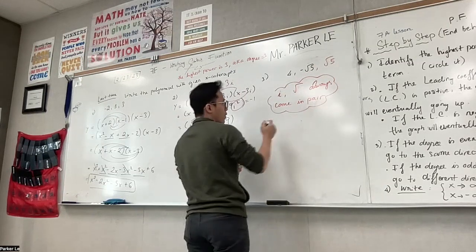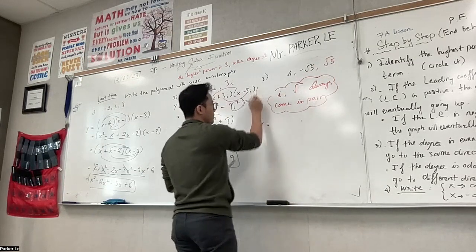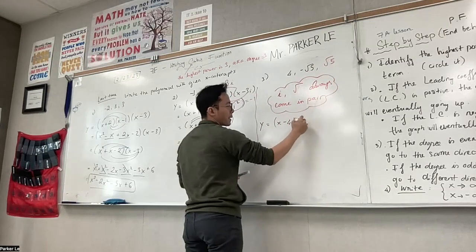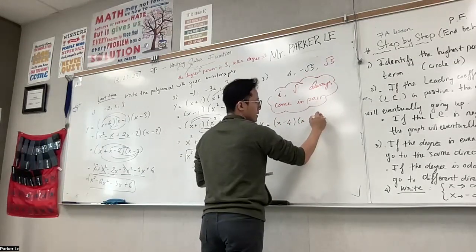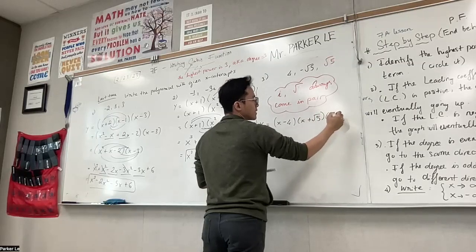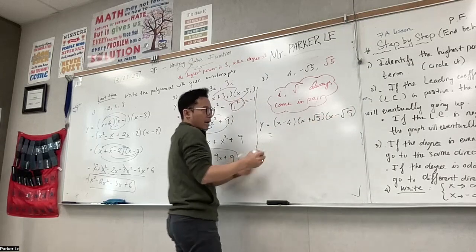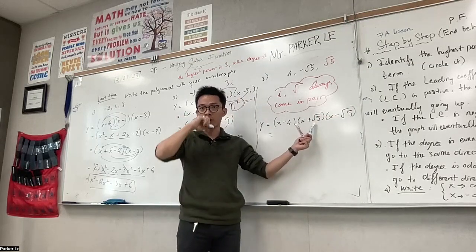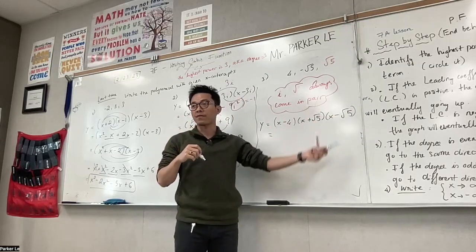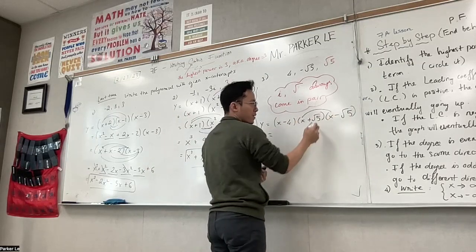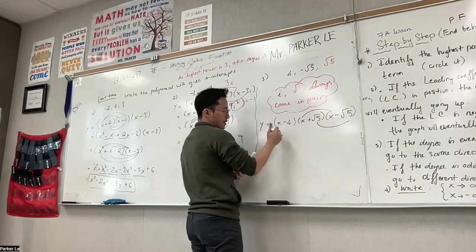All right, now I'm gonna write it. How can I write this? x minus 4, x plus square root 5, and x minus square root 5. Very good, excellent. Now, do you see this thing happen again? What are you gonna do? Front to front, back to back. Multiply front to front, back to back.